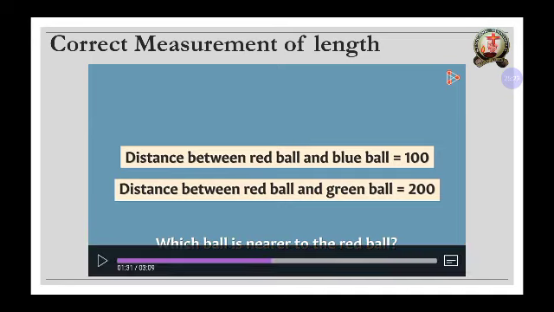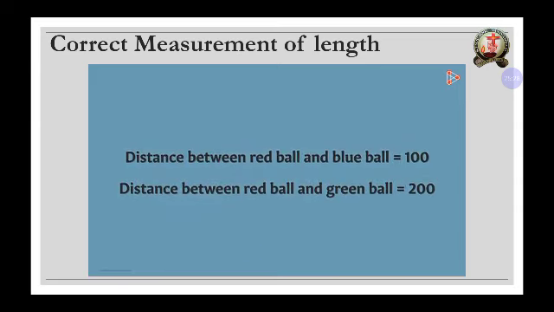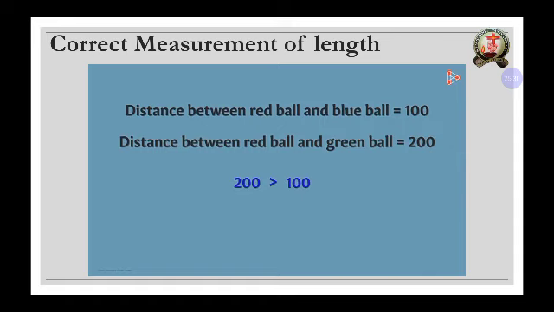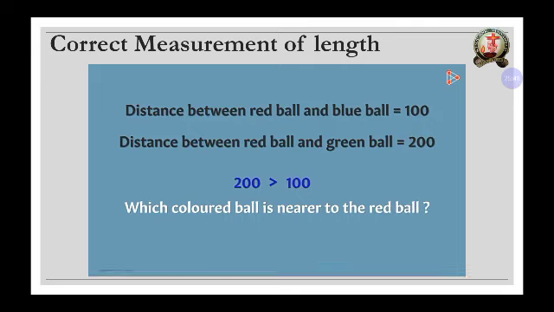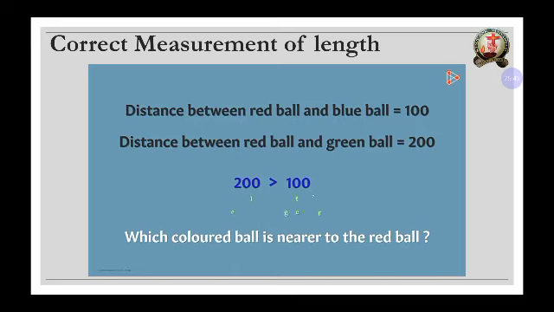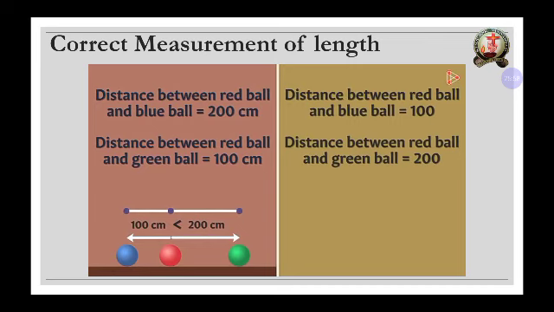Okay, so understood? Observe the given values here. Since the number 200 is greater than 100, the blue ball should be nearer to the red ball, right? Which colored ball is nearer to the red one? Well, you may be surprised to hear the answer to this. The answer is we simply do not know which distance is greater or lesser. We cannot say anything about the distances between the balls from any of the given values. Puzzled? Let me explain.